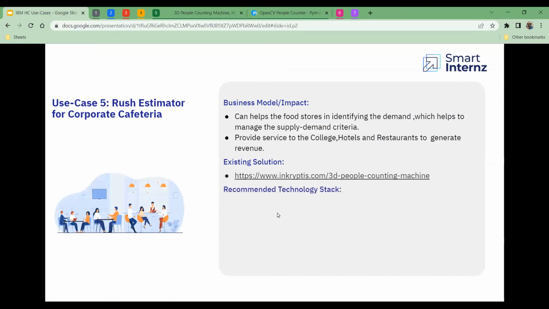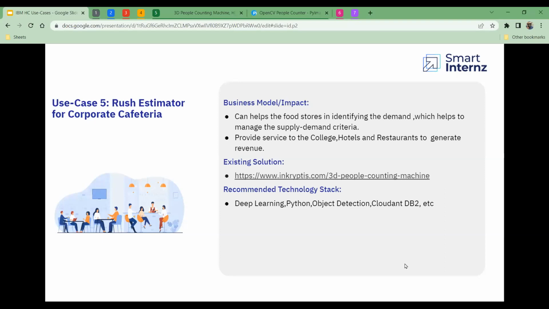Next, the recommended technology stack that we can use: deep learning, object detection, cloud, and Db2. You can use a cloud service where you store the data in the cloud and use that cloud data in real time. You can also use object detection and computer vision, where you need to detect the people. There are a lot of different technologies we can use in this one, so I suggest you all explore.